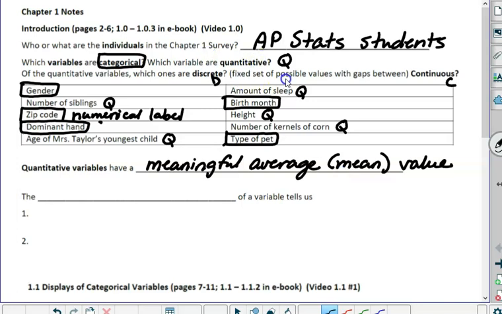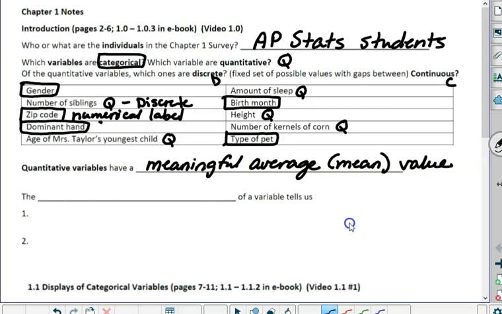Discrete means a fixed set of possible values with gaps in between. Continuous means they can take on any value. Now some of these are a judgment call and kind of depend on how you're defining that data value. But number of siblings is definitely discrete. I guess I'm going to go ahead and write that out. It's definitely discrete because you can't have 1.5 brothers, okay? You can only have one brother or two brothers, but you can't have 1.5 brothers.